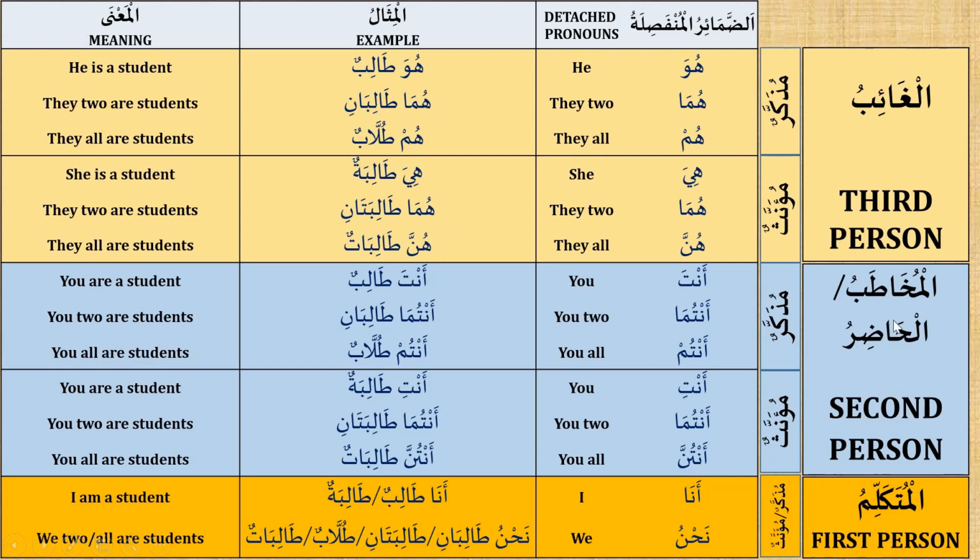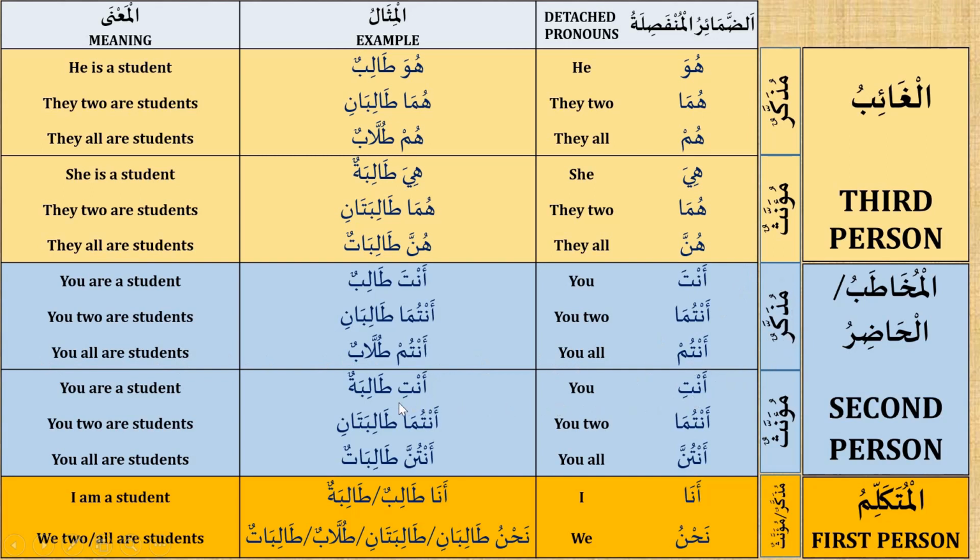Al-mukhatab or al-hadir, second person. Anta you, anta talibun, you are a student. Antuma, you two. Antuma talibani, you two are students. Antum, you all. Antum tullabun, you all are students. These three rows are mudhakkar, masculine.